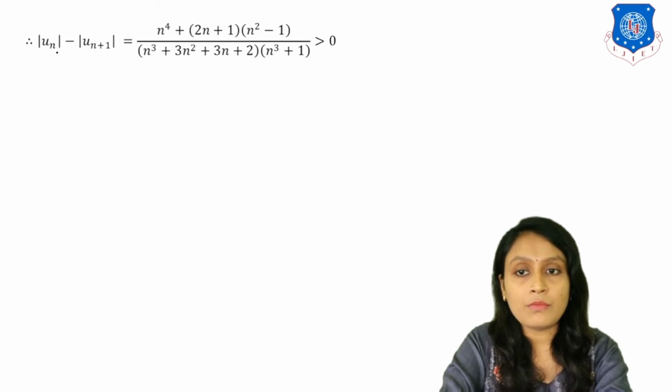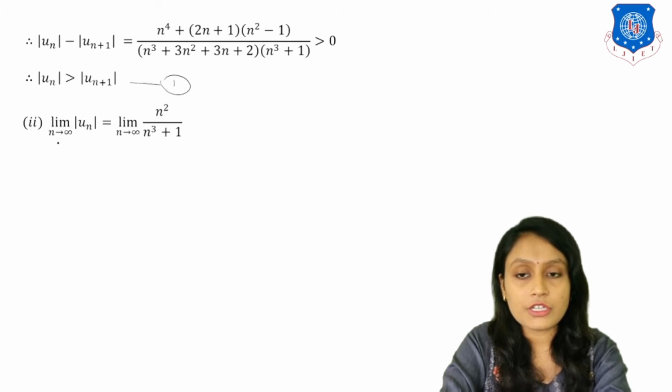So you will get mod Un minus mod Un plus 1 is equal to (n raised to 4 plus 2n plus 1) into (n square minus 1) upon (n cube plus 3n square plus 3n plus 2) into (n cube plus 1). From this you can see that it is greater than 0, right? Therefore here we have mod Un greater than mod Un plus 1. So this is the first condition of the Leibniz test, which we have satisfied.